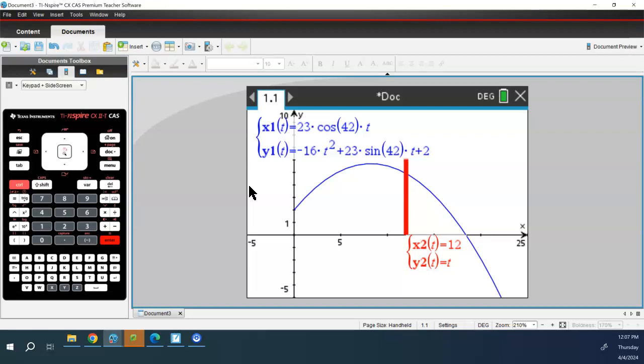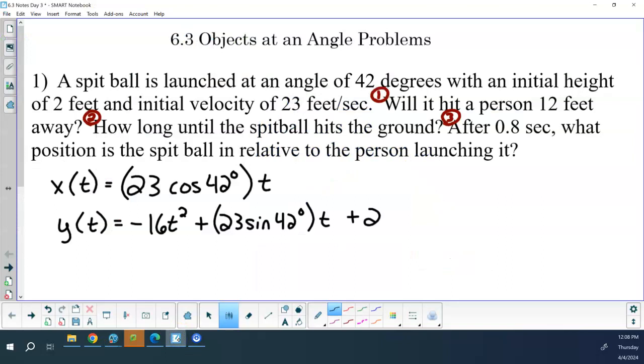Okay. Unless the person's sitting, then you might have launched it over the person's head. Because if you're sitting, you're not 6 feet tall, you're probably only like 3 feet tall. So, gotta change that perspective. Okay? So I would say yes, we hit the person. Question number 1, will we hit the person? Yes, we will.